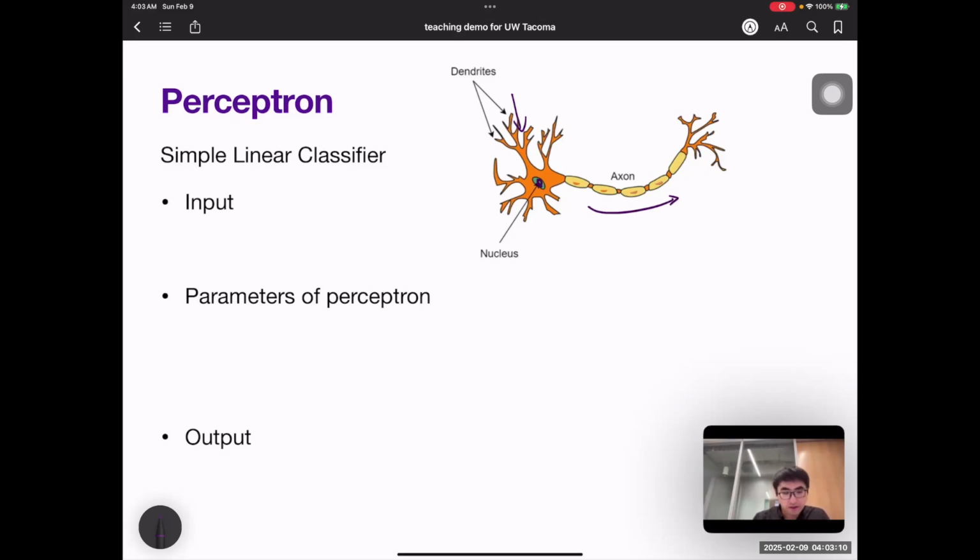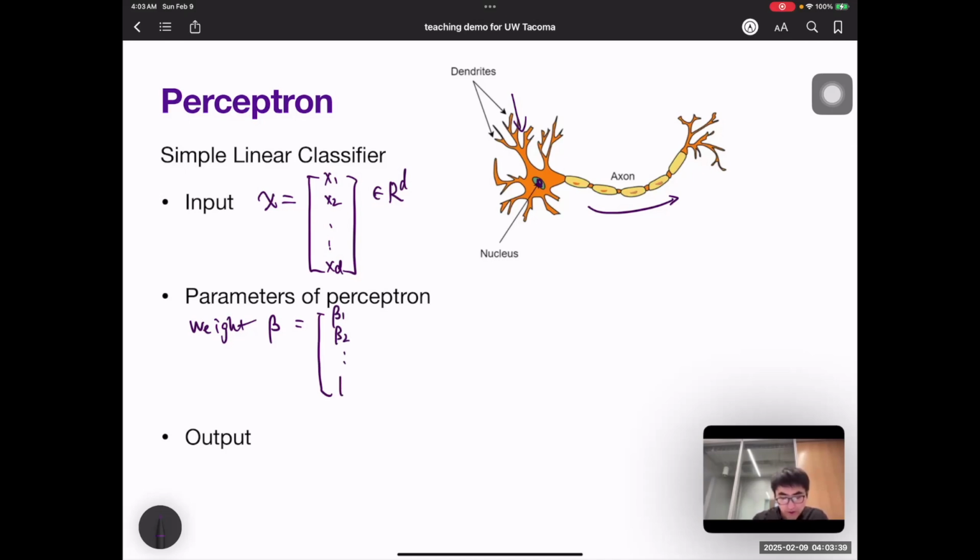It has three parts. The first part is the input, which we call X. It is a column vector X1, X2 to XD. The second part is the parameter of the perceptron algorithm. It has two parts. The first part is the weight. We call it beta. It is of the same dimension as the input, which is beta 1, beta 2 till beta D. The other part is called the bias. We call it beta naught. This is a real value. The output Y is either positive 1 or negative 1.